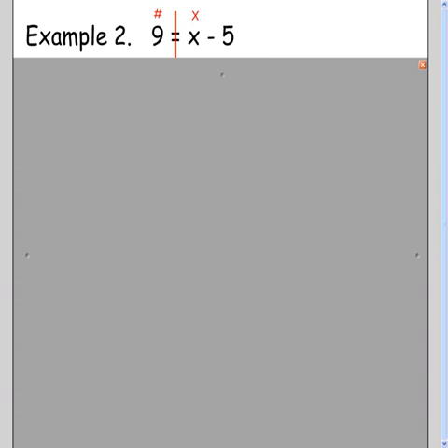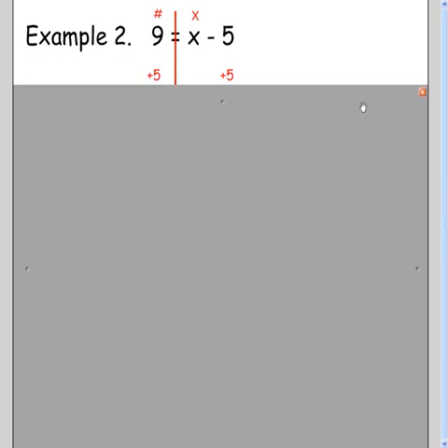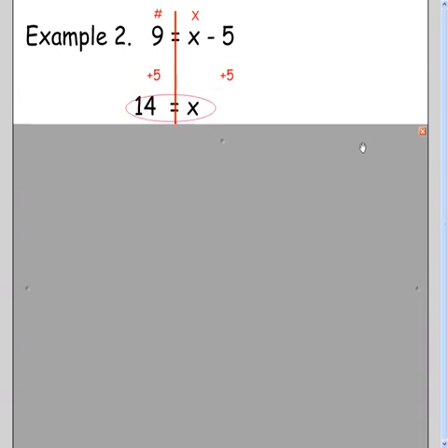Now I'm ready to solve, so I have to do the opposite of minus 5, which is plus 5. So I'm going to add 5 to both sides, compute downwards, and on the left I get 14, and on the right I have x. Negative 5 plus 5 is 0, and it goes away.